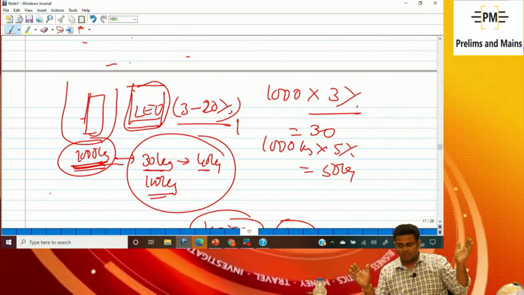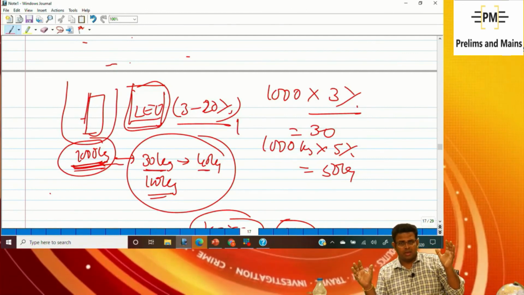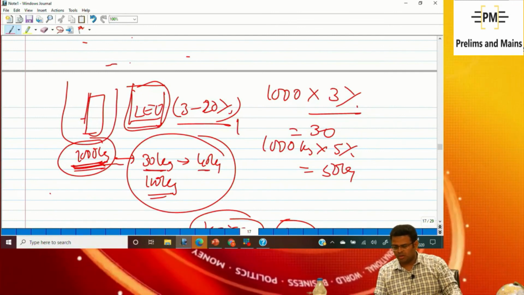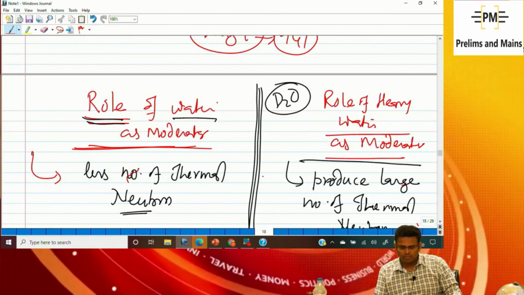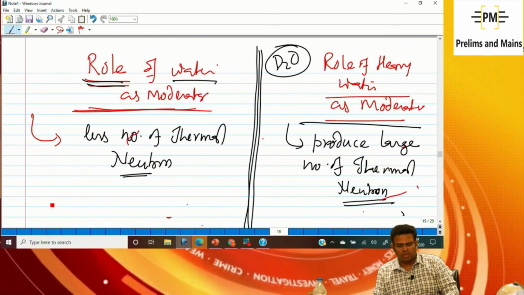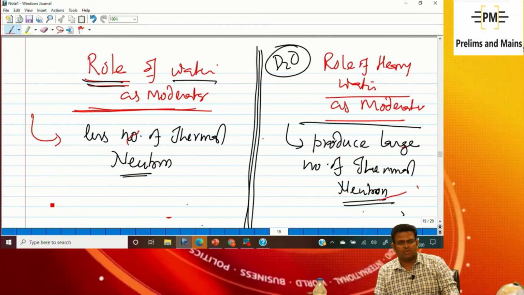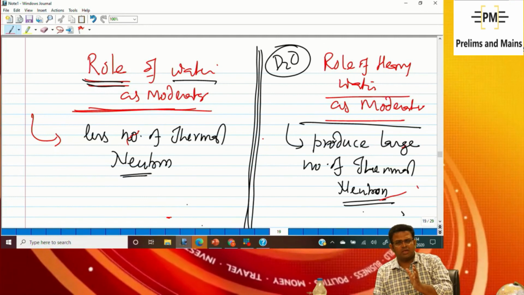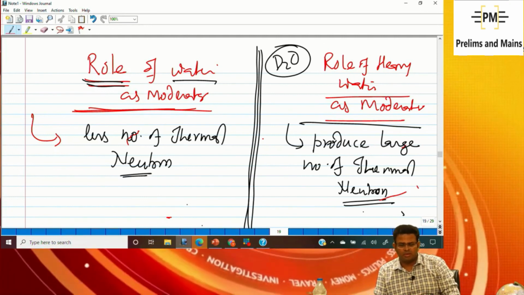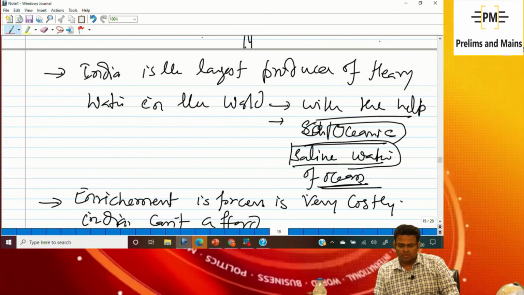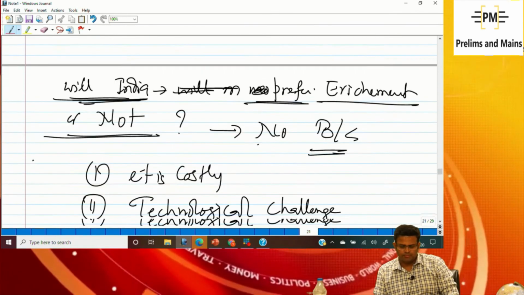And if we have a large amount of natural uranium, then we should have heavy water to produce a large number of thermal neutrons. So, I take the role of water, and on the other side the role of heavy water. Water will be there, it is producing thermal neutrons, but comparatively fewer, and heavy water we are utilizing because it is producing a large number of neutrons. India is the largest producer of this, as we have seen.